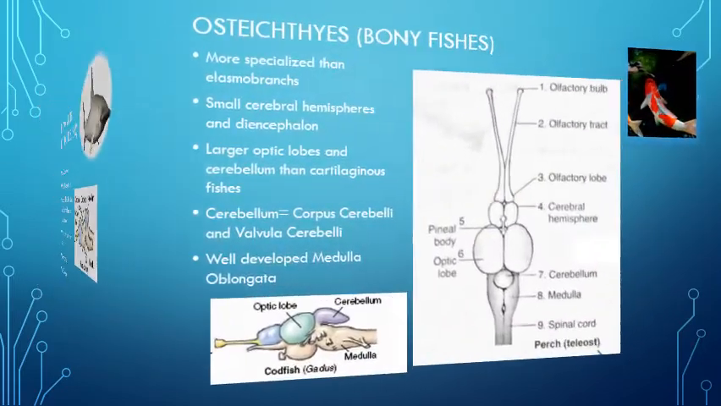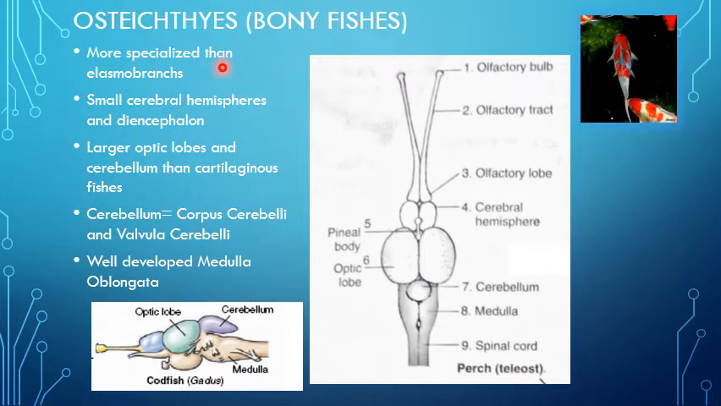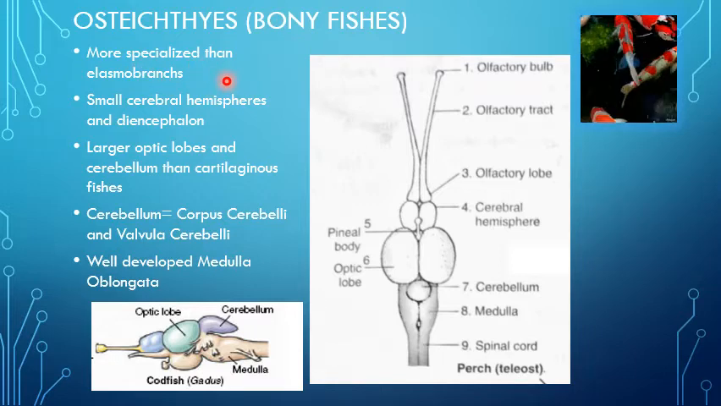In bony fishes, their brain is more specialized than elasmobranchs. You can see various structures here in this diagram. You can draw this diagram.